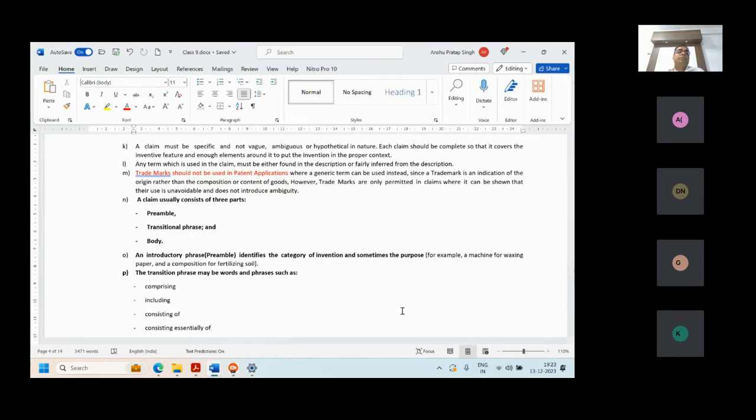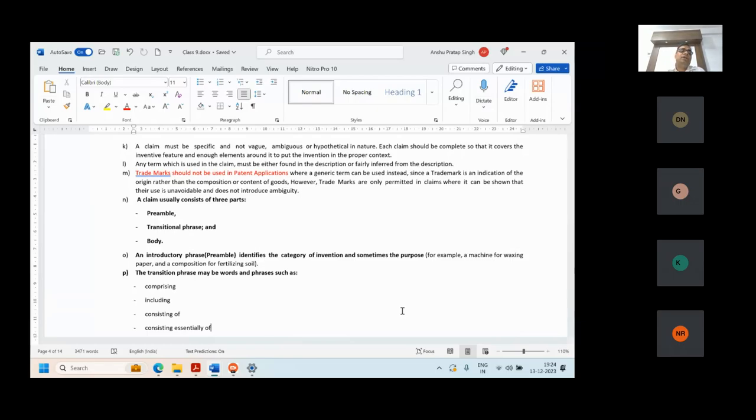Then the claim, again, has a preamble, transitional phrase, and body. This is the structure. We will discuss it again. What is the preamble? The preamble is an introductory phrase. It defines what kind of invention it is. For example, if it is a fertilizer composition, it is a composition for fertilizing soil or fertilizer composition. If it is a device, you can always claim a device. For example, if you are claiming a lawnmower, you can say a traveling lawnmower. All those things can be a preamble.